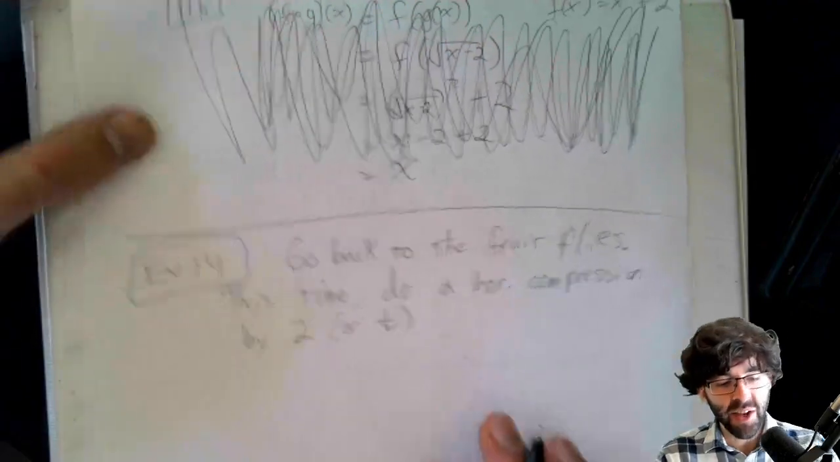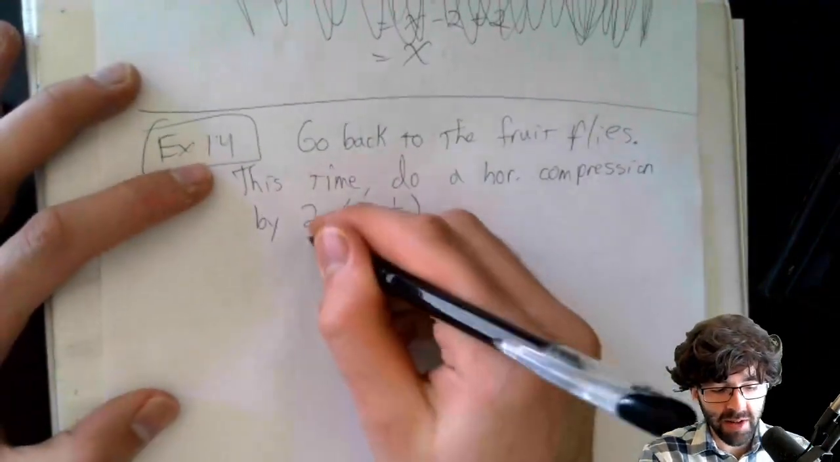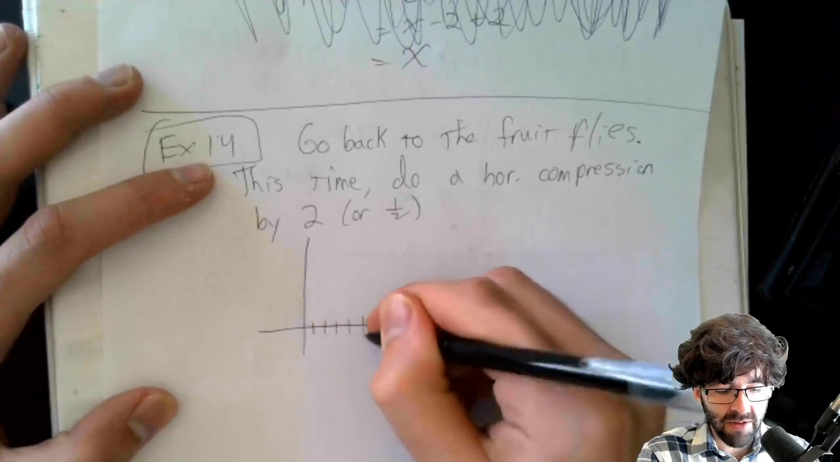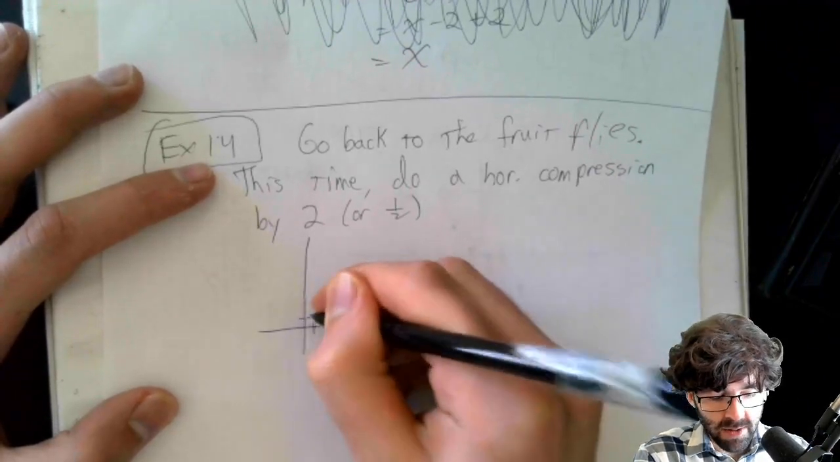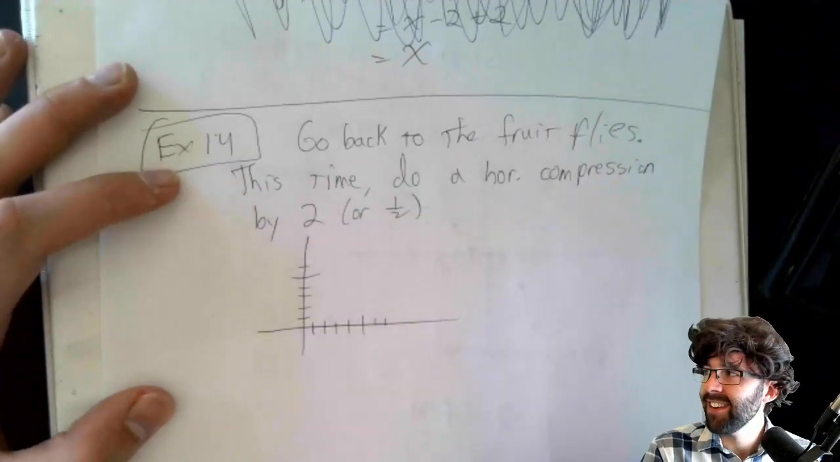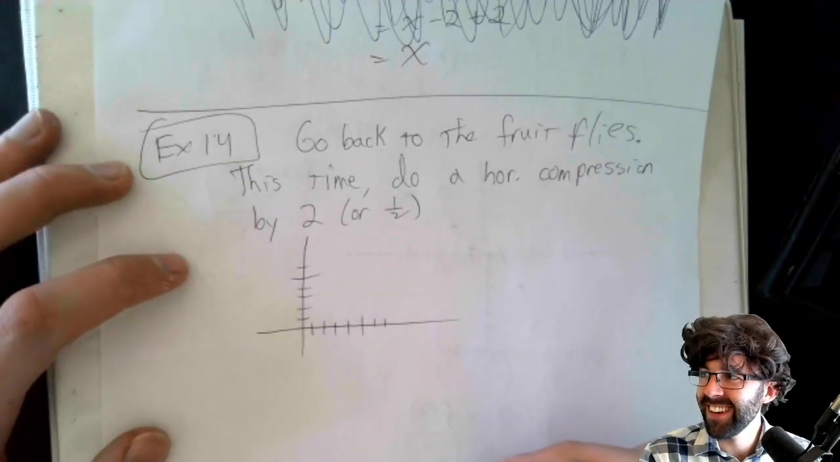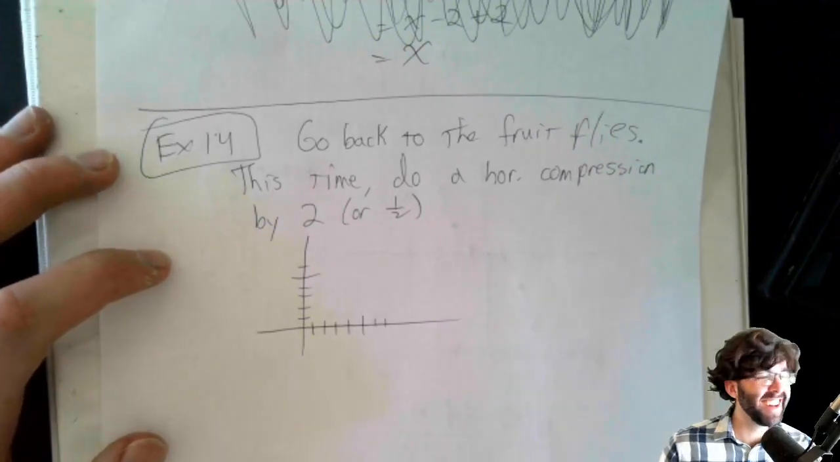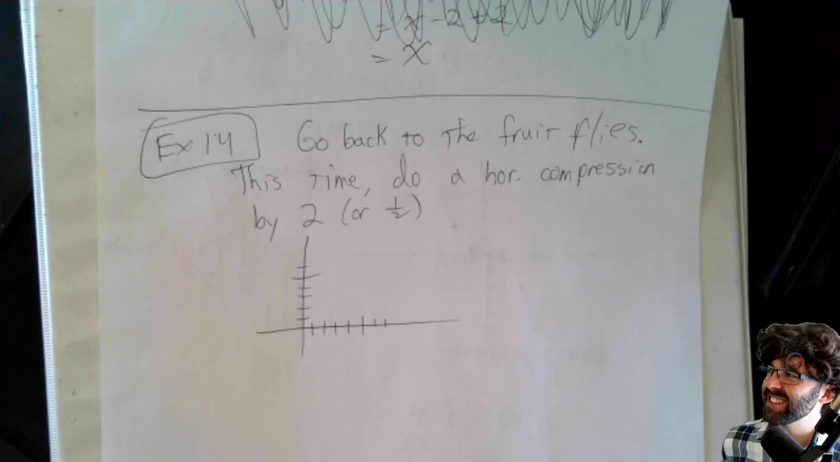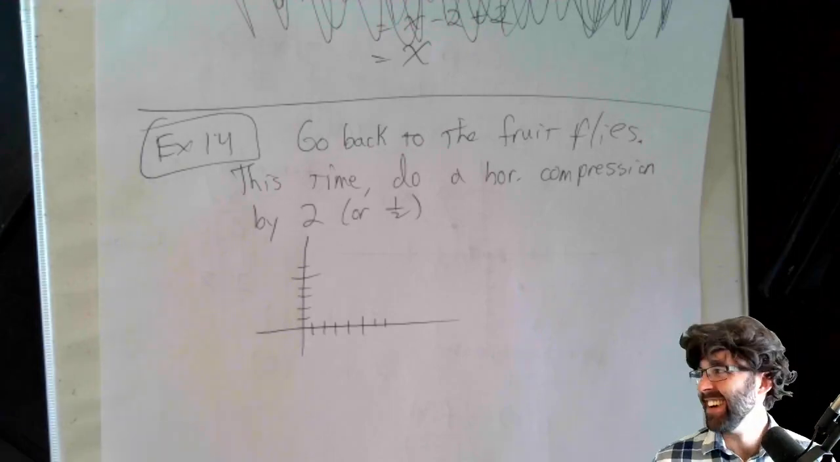But here we go. So I'm going to copy down the fruit fly picture from before. All right, this is 1, 2, 3, 4, 5, 6, 7. This is 1, 2, 3, 4, 5, 6. All right. Come on, Lexi, it was close enough. There's the underlying meaning, right?